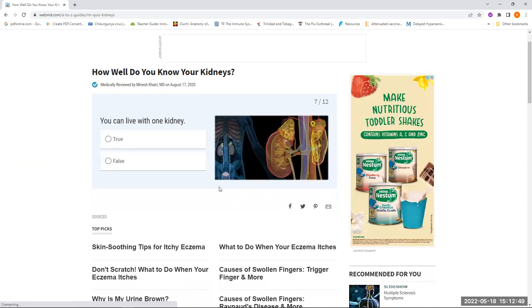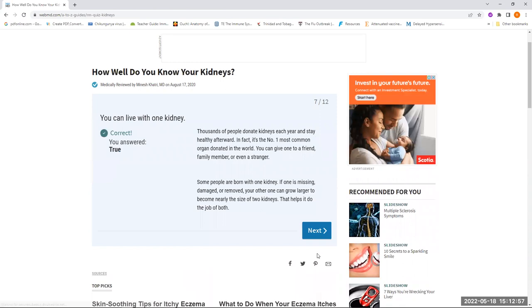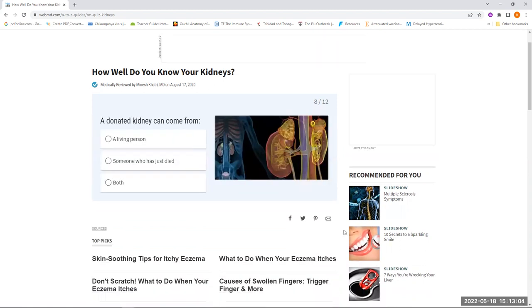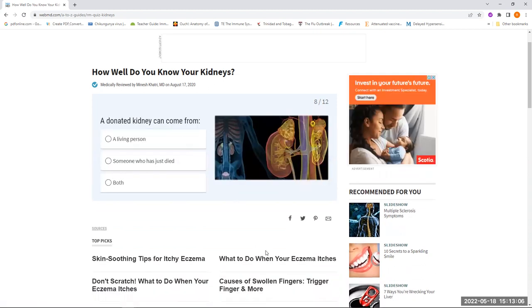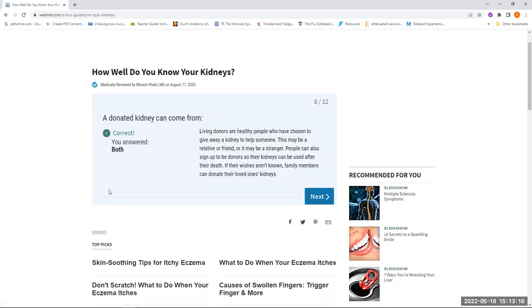You can live with one kidney. True or false? Let me see some hands. Alina, go ahead. True. Yeah, you could live with one kidney, right? And as we mentioned, one of the ways you know that is because some people donate their kidneys as well. Very good. A donated kidney can come from where? Let me see some new hands. Alina, go ahead. So both. Let's see if that is so.